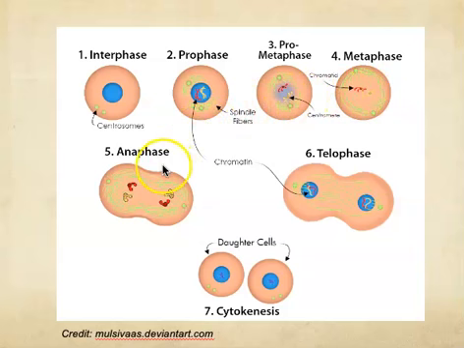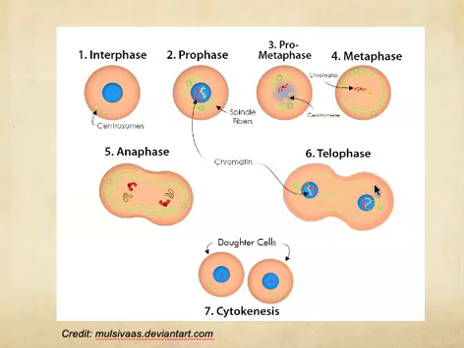Next comes anaphase. During anaphase, each set of chromosomes gets pulled to one end of the cell. So one set will head to this side of the cell, the other set will head to this side of the cell. It's the microtubules that are pulling apart the chromosomes that lined up along the metaphase plate. The last stage before cytokinesis is telophase. During telophase, new nuclear envelopes will be formed around each set of chromosomes at each end of the cell.